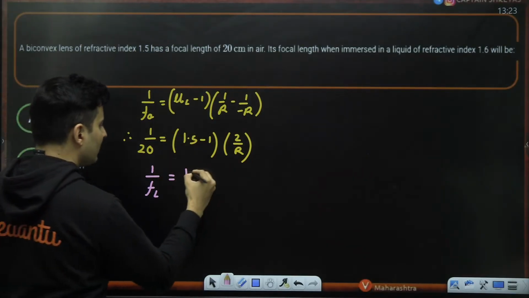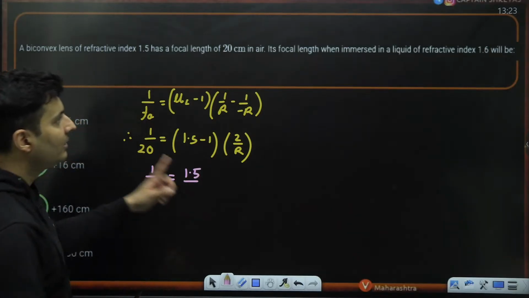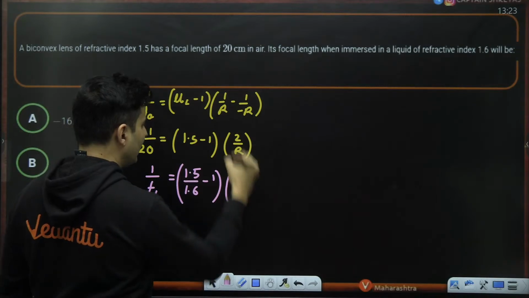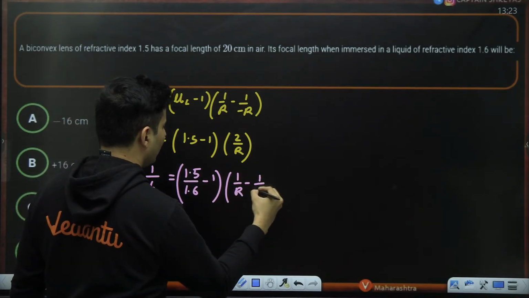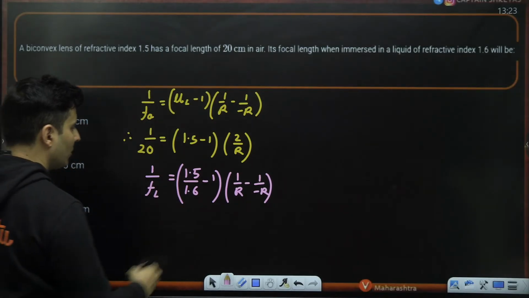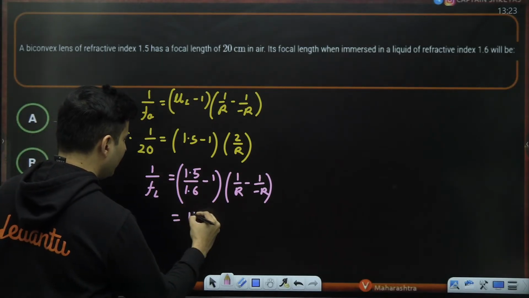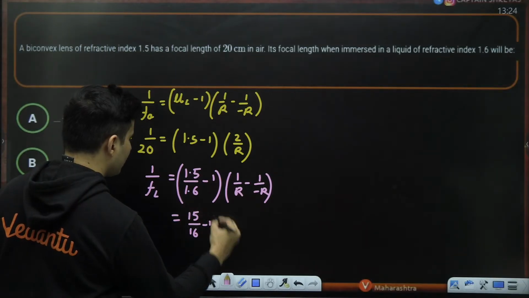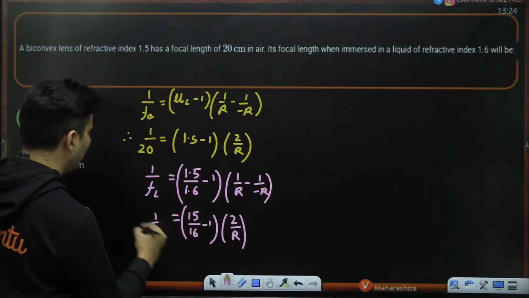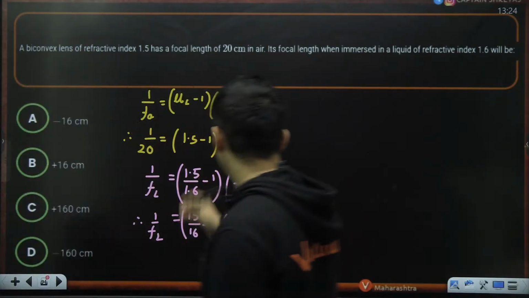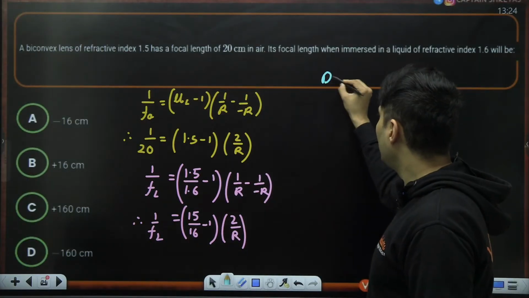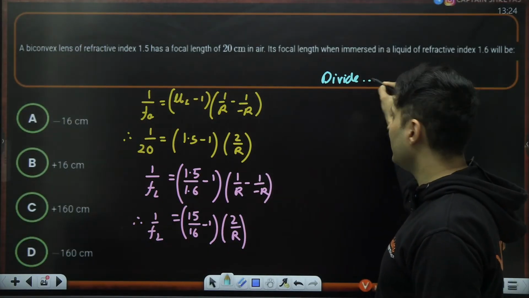The difference will be, this will now be 1.5 divided by refractive index of the liquid, and still that 1 by r minus 1 by minus r will still be there. And I just want to find this much part out. So this will be 15 by 16 minus 1, and into 2 by r again. And I want to find the focal length of the lens. Somehow I can find 2 by r, or I can just divide both of them. Yeah, just end up dividing both of them. It will be very, very easy.